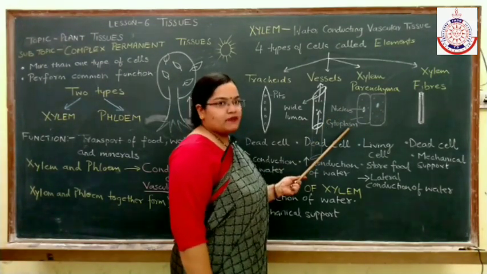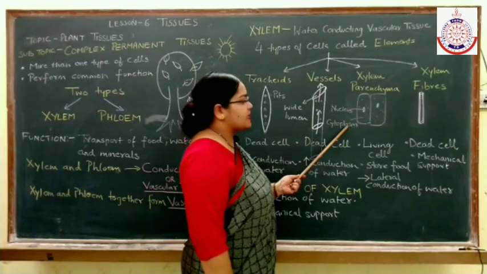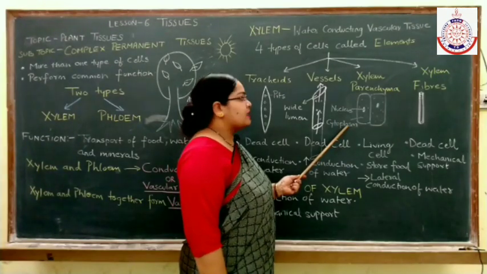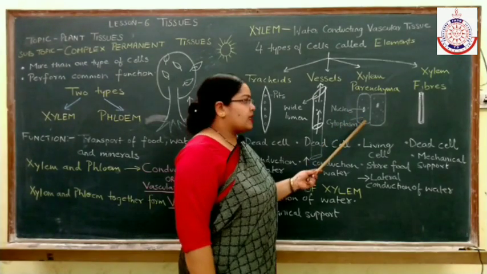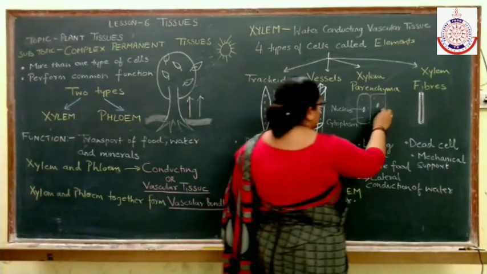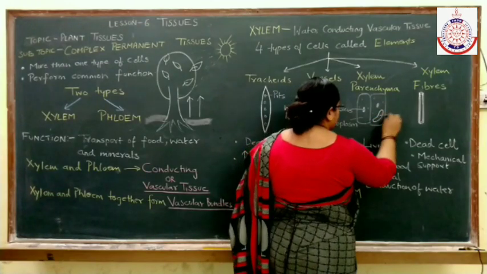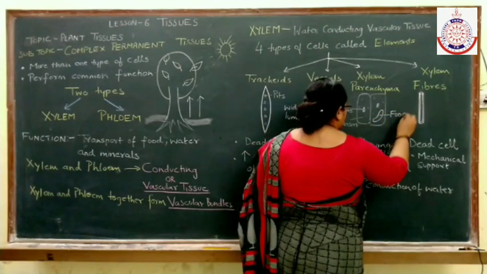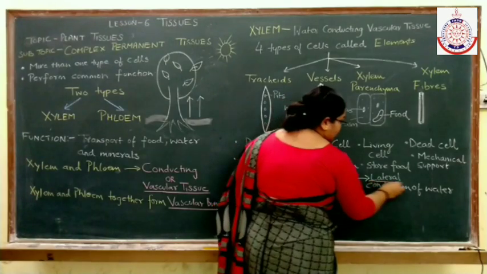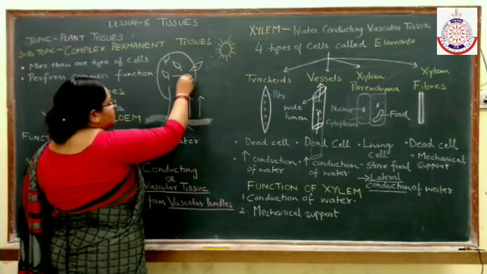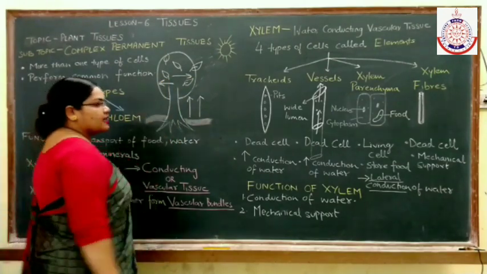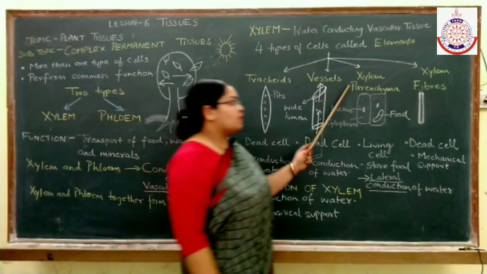And what is the main function of xylem parenchyma? It helps in storage of food. It has a vacuole, so it stores food material and it also helps in lateral conduction of water. Lateral means sideways. So it helps in lateral conduction of water.